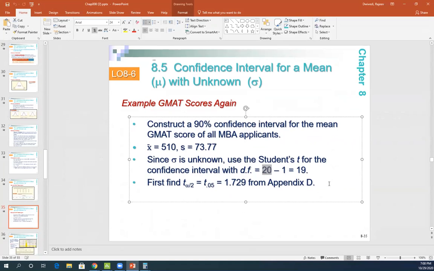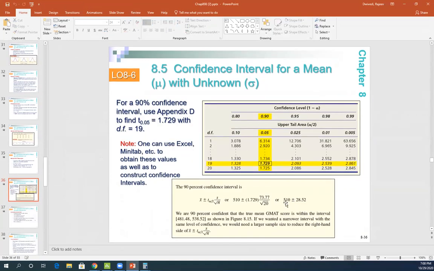So this value is 510 plus or minus about 28, instead of doing the calculation by hand, 481.48 to 538 point something is the answer. This is the classical way with the book table, but now you have the facility of software. This is the lower limit. So I'm 90% confident that the true mean GMAT score is within the interval of 481.48 to this much.